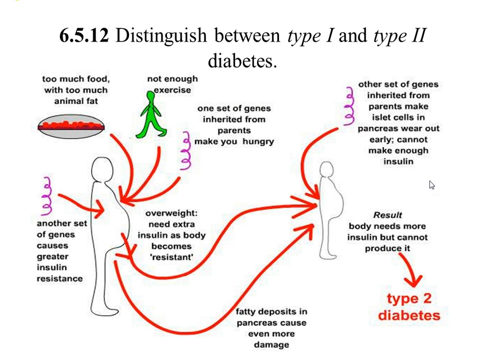So these are possible causes of type 2 diabetes. Too much food with too much animal fat can lead to type 2 diabetes. Additionally, there may be a genetic component that causes insulin resistance, so that your cells don't respond to insulin. Not getting enough exercise. You can get genes that make you hungry, so you increase your intake of food, of sugar and fatty calories. And then if you're overweight, you need more insulin.